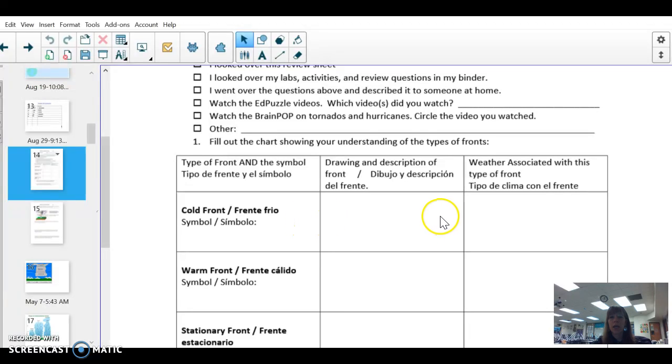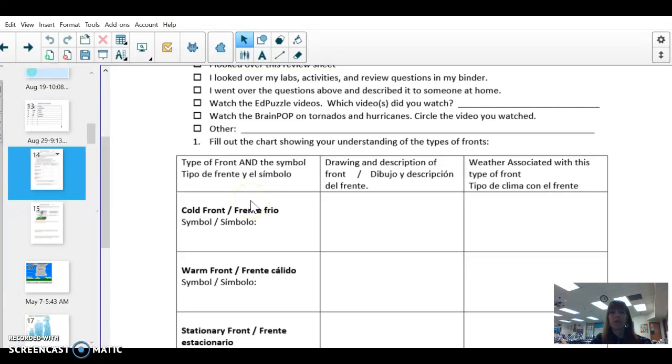So when you're looking at how to study for a test, you should have out your science binder, which should have your patterns and fronts, your hurricane page, and your tornado page, as well as the weather map. The front of the weather map part is all possibly on the test.